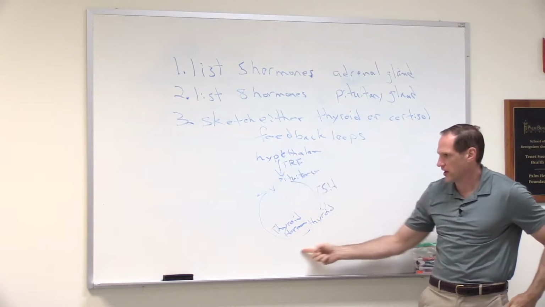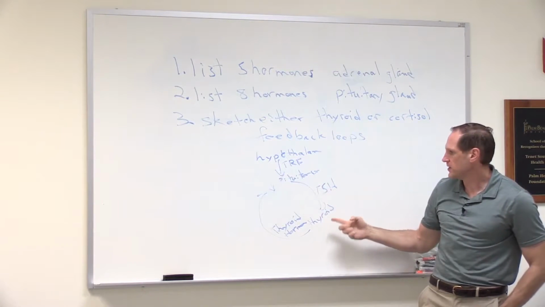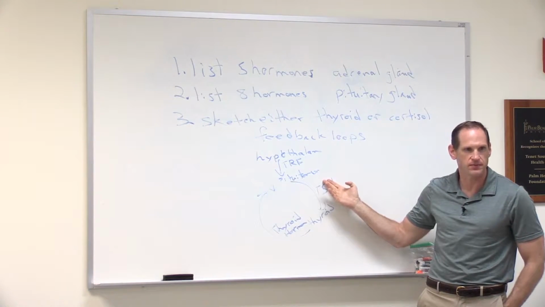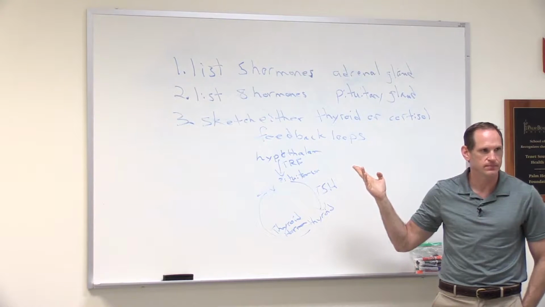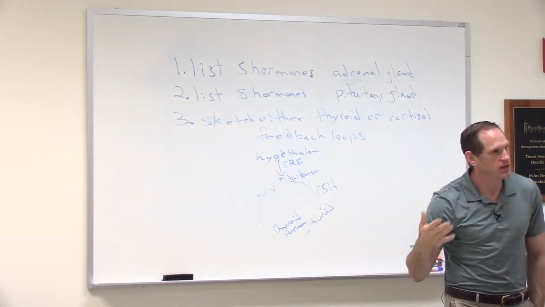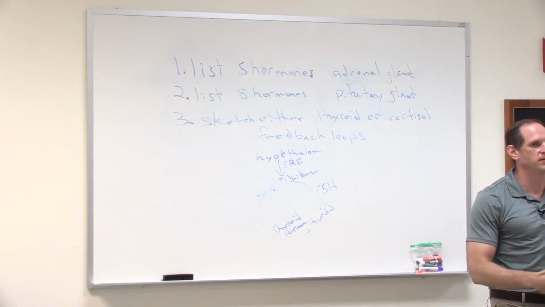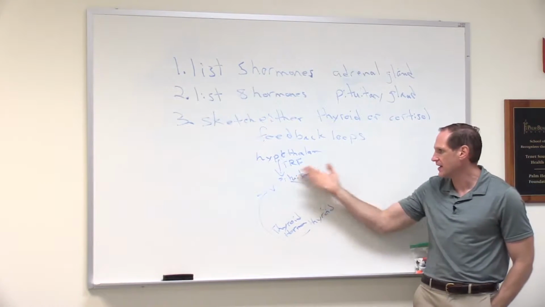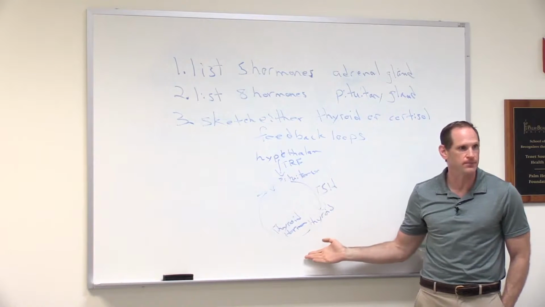So, this is called a negative feedback loop because the more thyroid hormone you have, the less TSH you produce. Does that make sense? Now, the very first endocrine disorder we're going to talk about is thyroid disorders. And in order to understand thyroid disorders, you've got to understand this feedback loop.